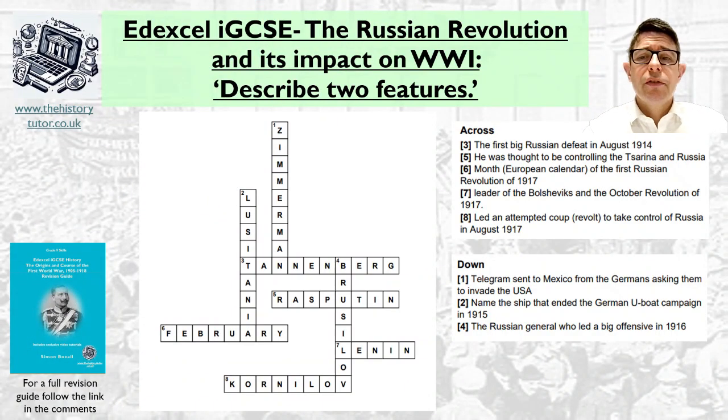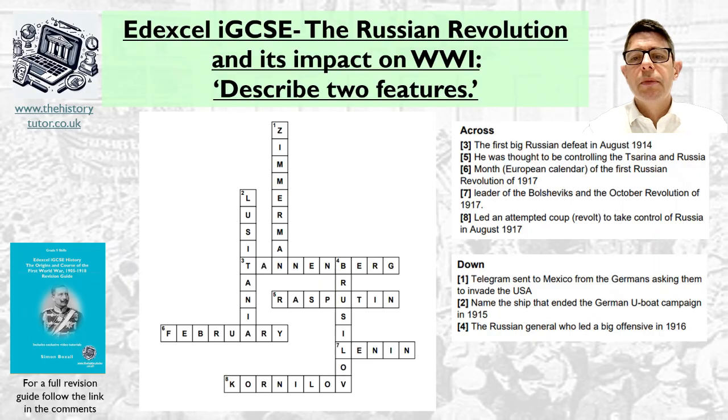Number 3 across, the first big Russian defeat in August 1914. This is the Battle of Tannenberg. Now, the Russians had been very successful when they mobilised. They mobilised a lot quicker than the Germans thought. Germans had to spoil their Schlieffen Plan by moving soldiers from west to east. But they easily won the Battle of Tannenberg and also another battle called the Masurian Lakes. Many thousands of Russian soldiers were taken prisoner, and it was an easy defeat, and the Russians were pushed out of Germany.